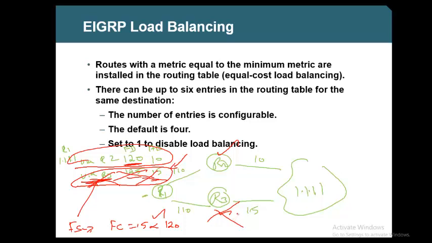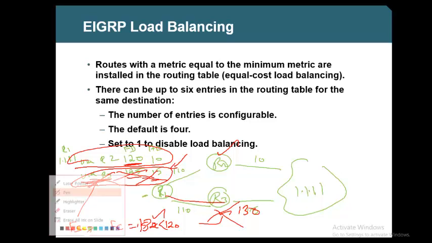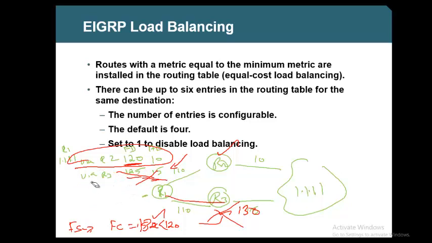Let's say this one has got 130 as advertised. 130 is not less than 120. So this won't be seen in the topology table in the first place. If you don't see it in the topology table, you cannot utilize it.